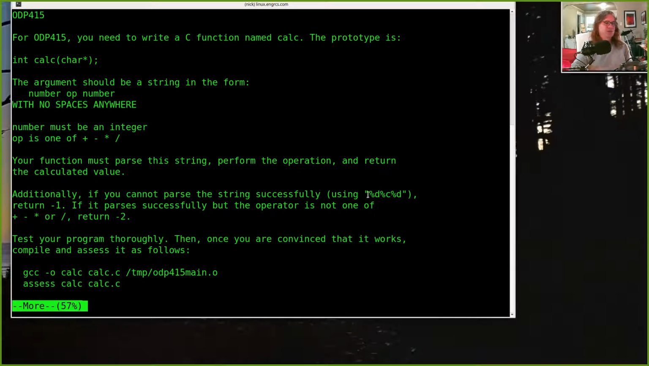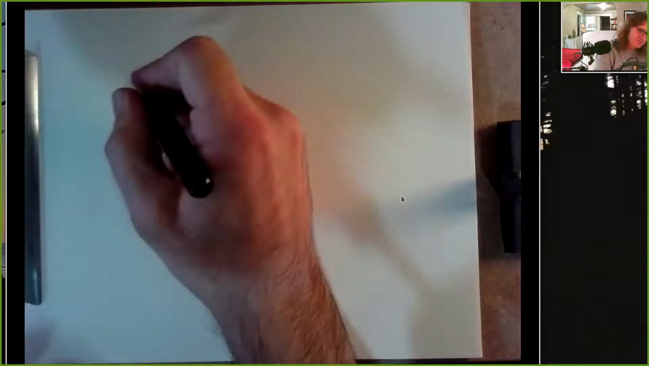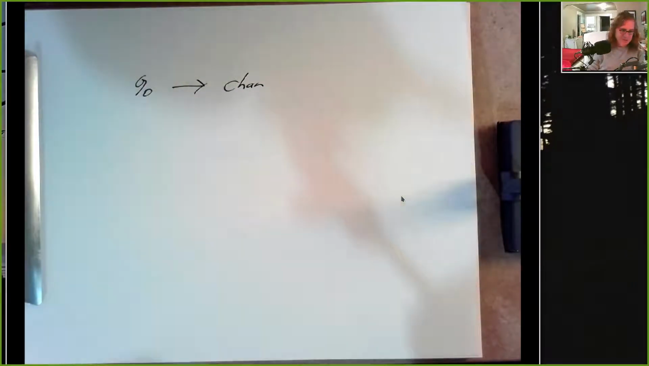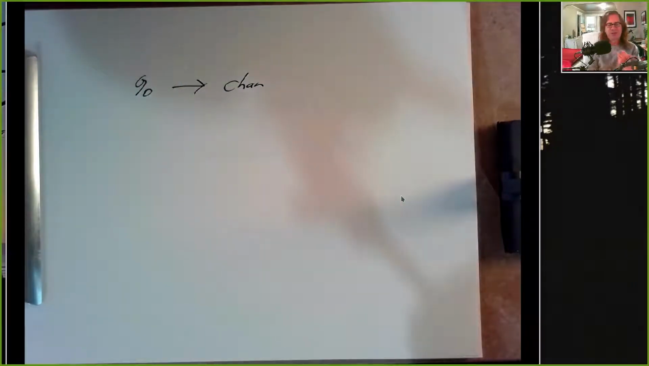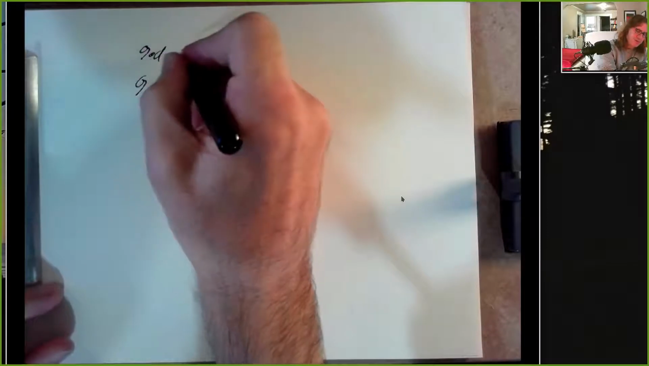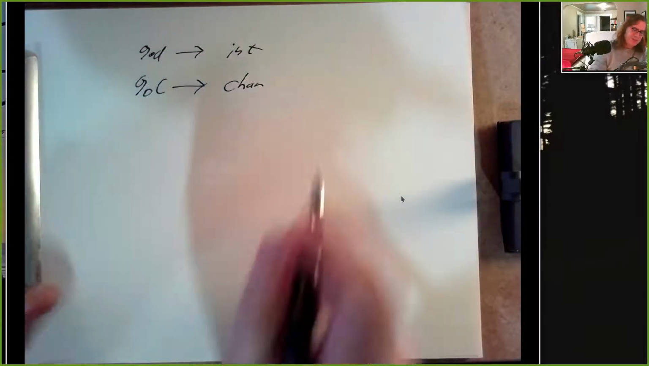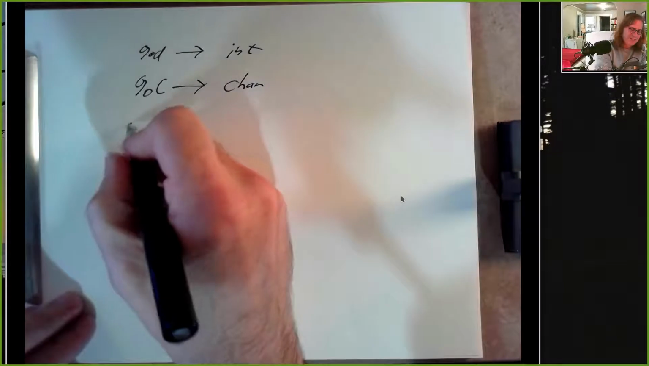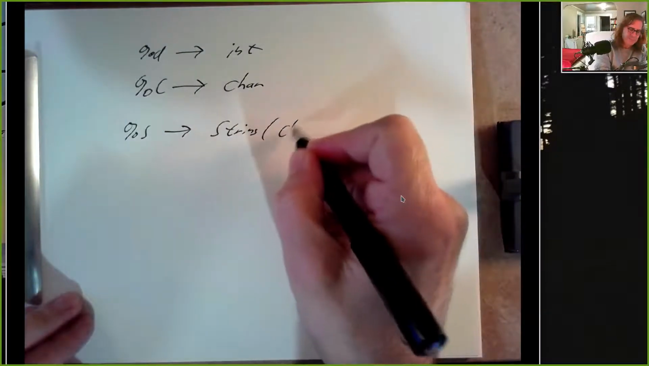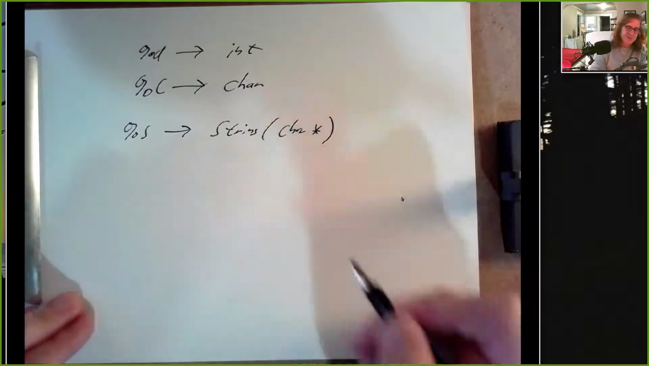I suggested parsing with scanf using %d, %c, %d. Alright, so first thing, when you have %c, that goes along with a single character. You can't really properly do a %c and scan that into a string. So %d goes to an int, %c goes to a char, %s goes to a string, which is a character pointer.